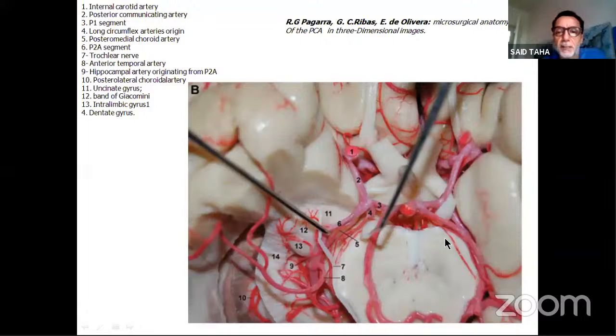This is another slide with the long circumflex artery. The circumflex arteries here, number 4, and we have the medial and lateral posterior choroidal arteries, the 5 and the 10, and this is the anterior temporal artery.